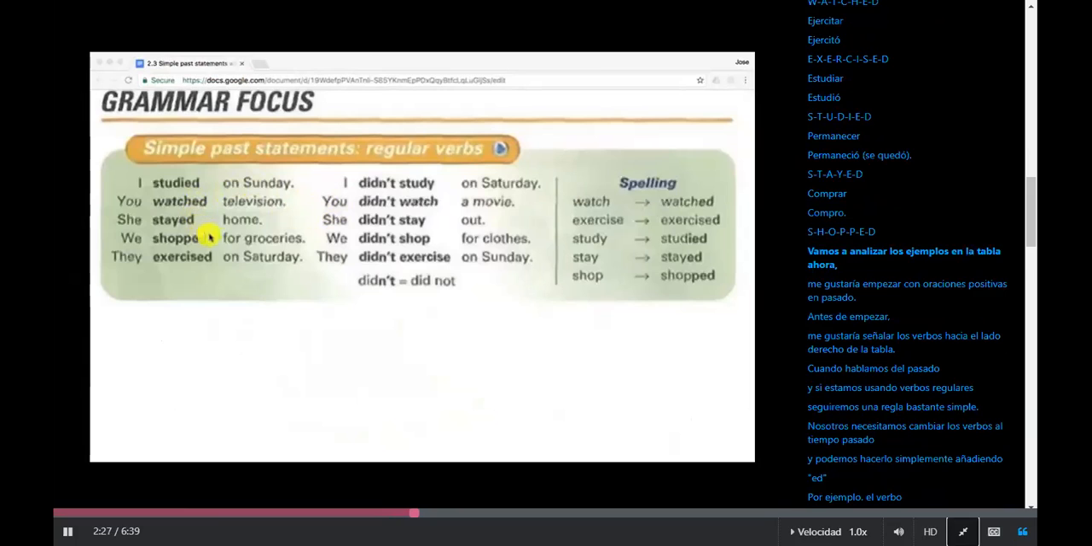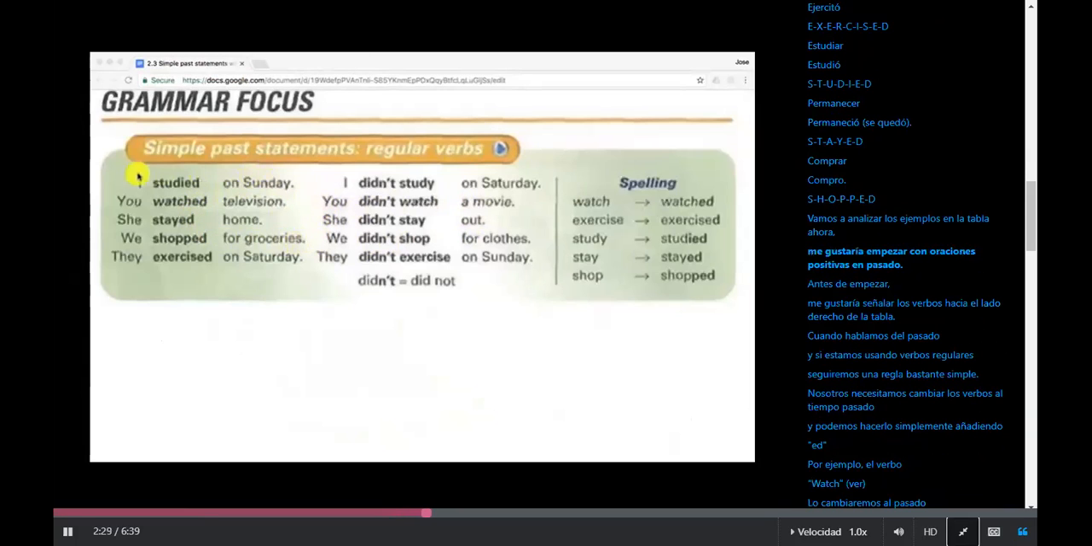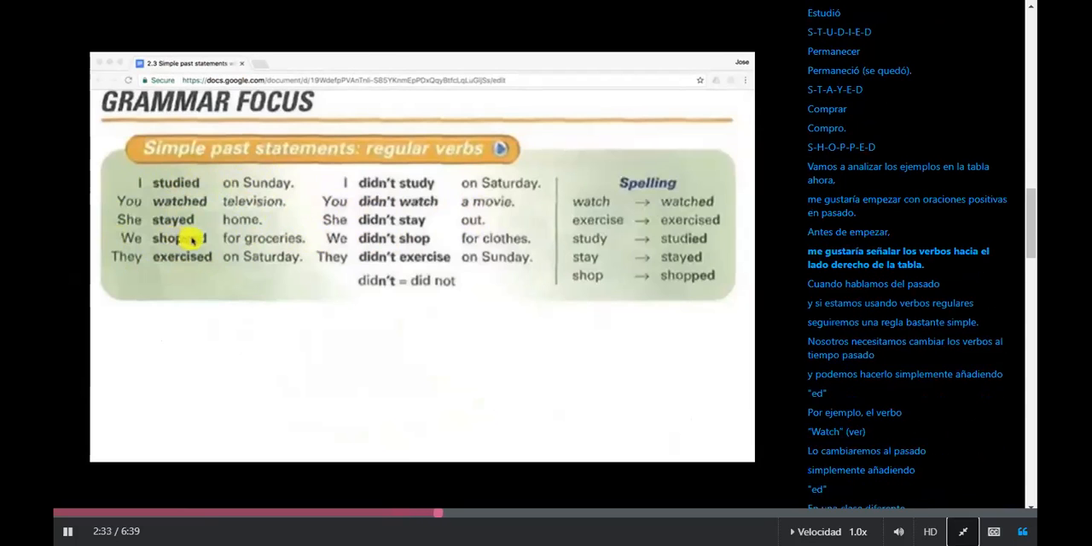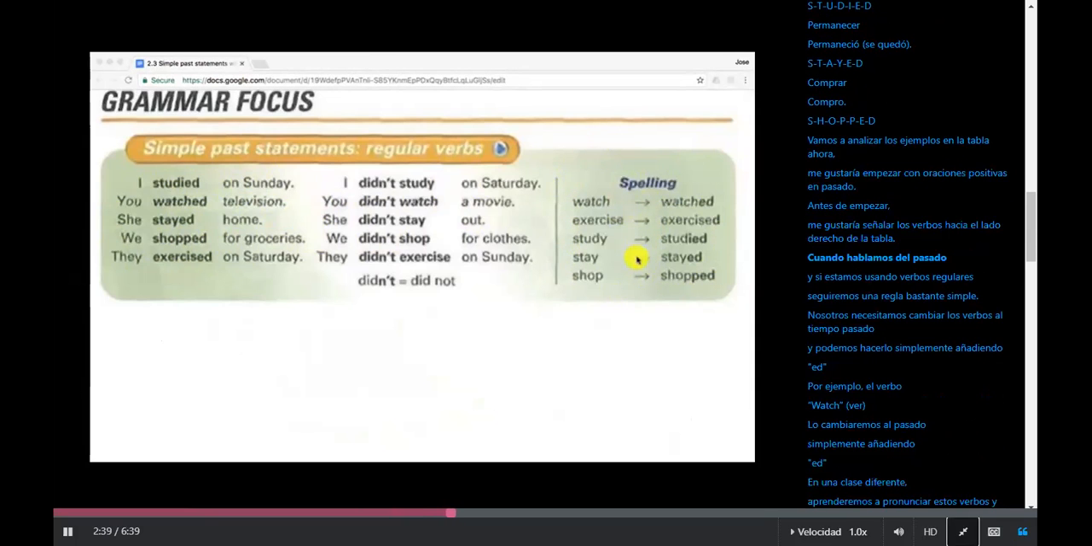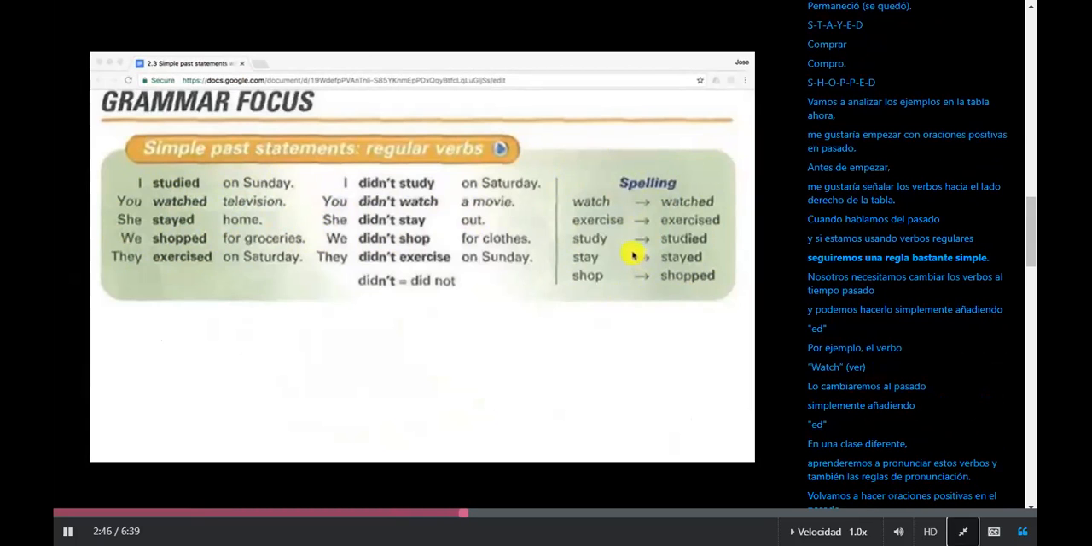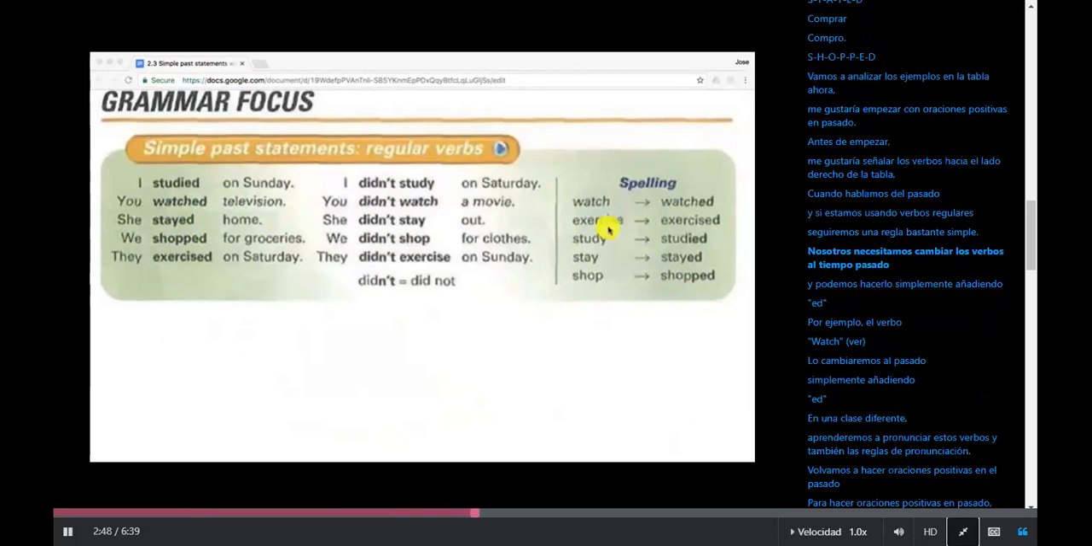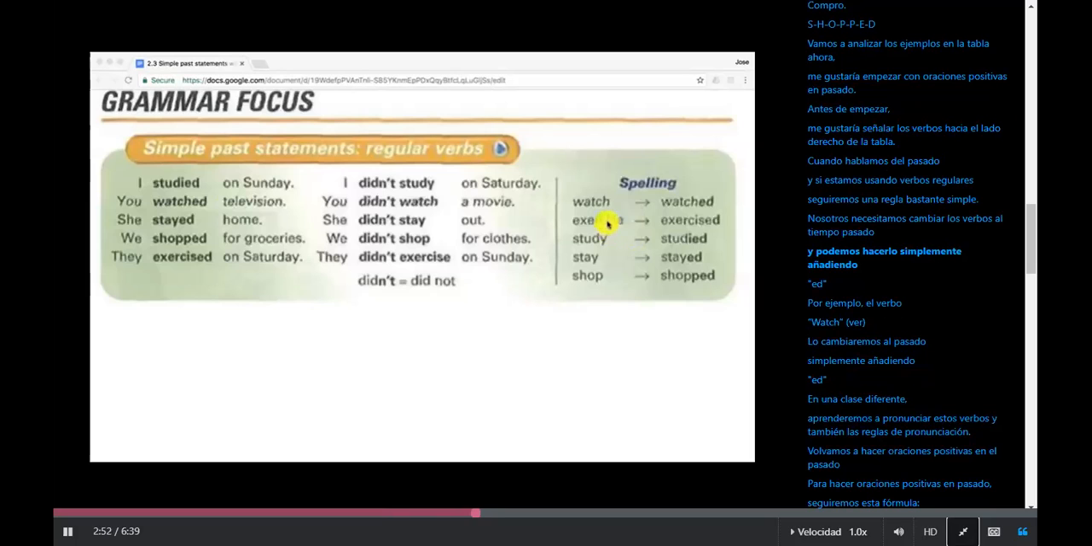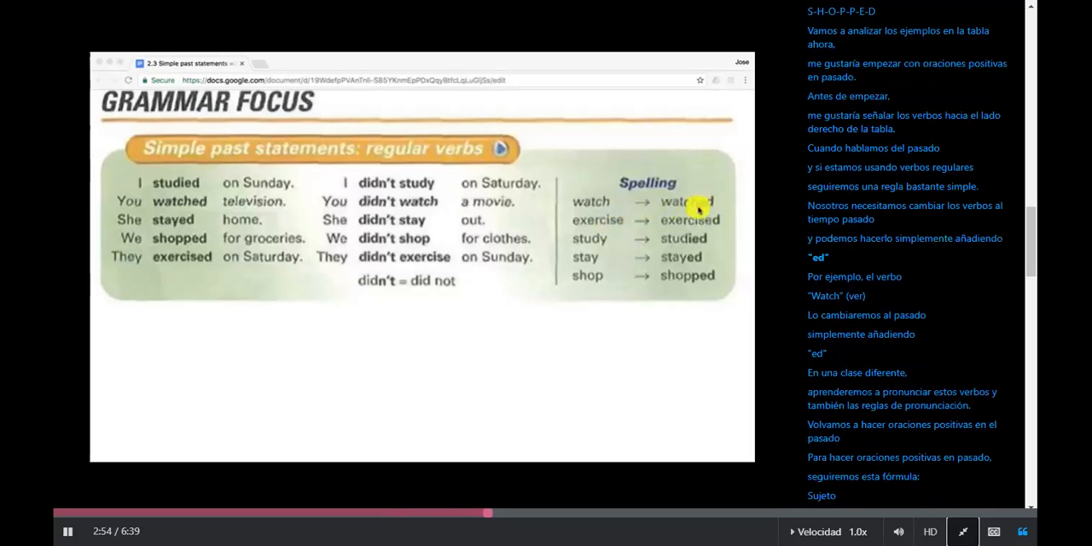Let's analyze the examples on the chart now. I would like to get started with positive statements. Before I start though, I would like to point out the verbs towards the right-hand side of the chart. When talking about the past, and if we're using regular verbs, we will follow a quite simple rule. We need to change the verbs to the past tense, and we can do this by simply adding ed.